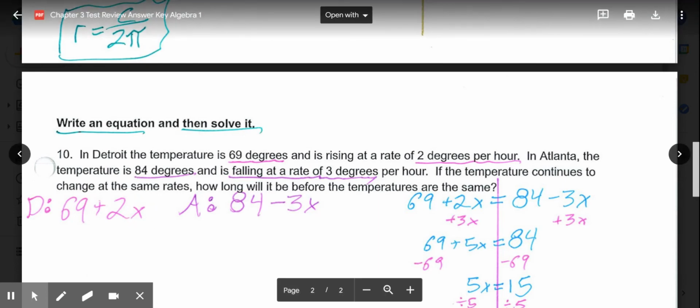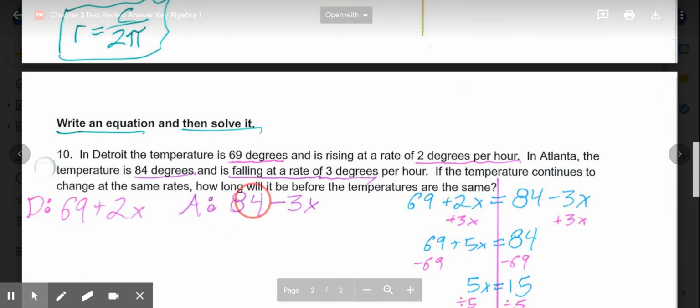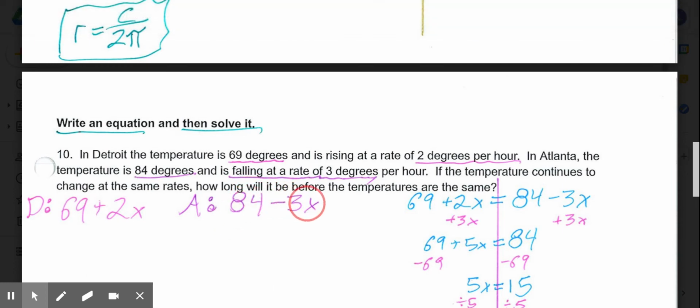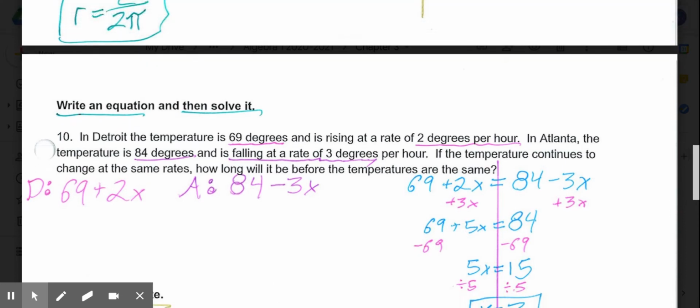Then we can look at Atlanta. Atlanta, the temperature was 84 degrees and falling at a rate of 3 degrees per hour. So the falling tells me it's going to be subtraction rather than addition. So for Atlanta, I'd have the 84 degrees minus the 3 degrees per hour change, so minus 3x. Now the question of this is, if the temperatures continue to change at the same rate, how long will it be before these two temperatures are the same? So in this case, we would have 69 plus 2x.